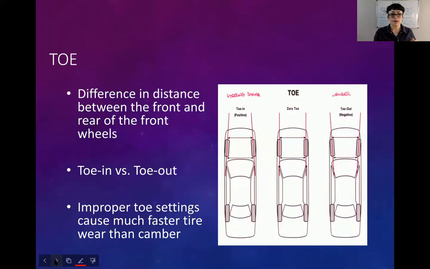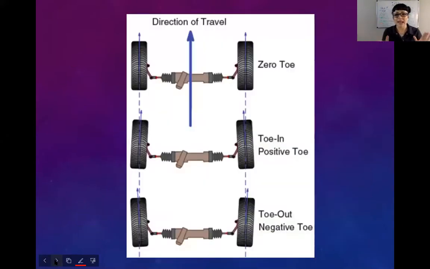Okay, so here is a sort of better picture that I can draw. So we've got zero toe, both tires are pointing perfectly straight forward with no angle. Toe in is our positive, and here is toe out being our negative.